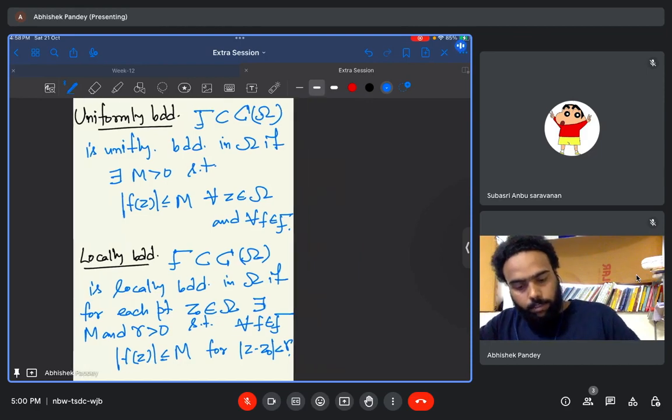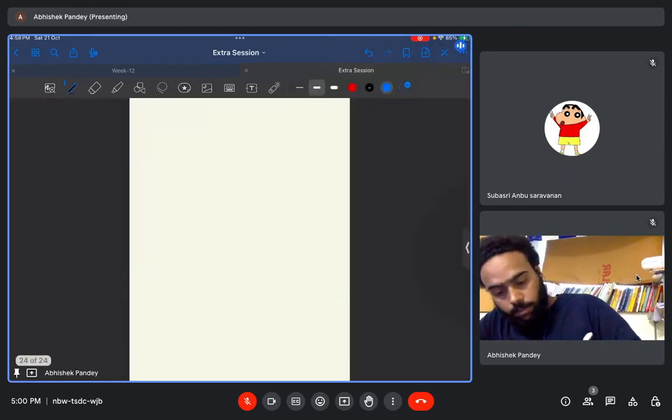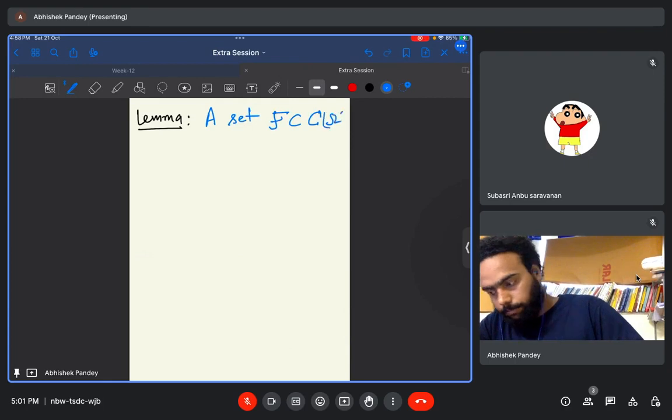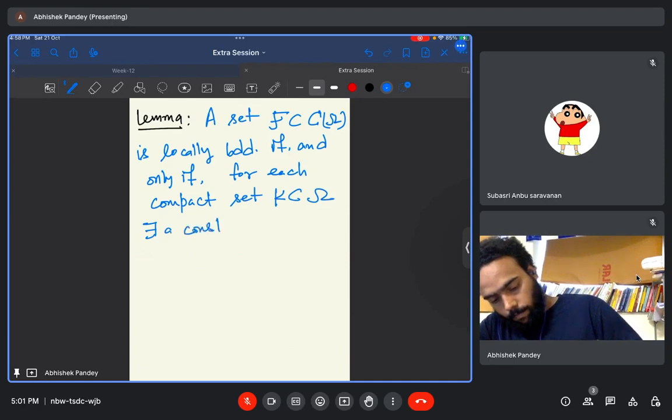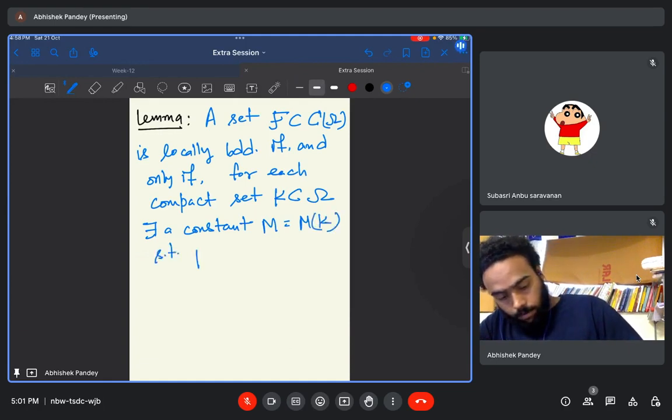So this is the ball. Now this lemma says that a set omega is locally bounded if and only if for each compact set K subset of omega there exists a constant M, which only depends upon this compact set K, such that mod of f(z) is less than or equal to M for every z belongs to omega.